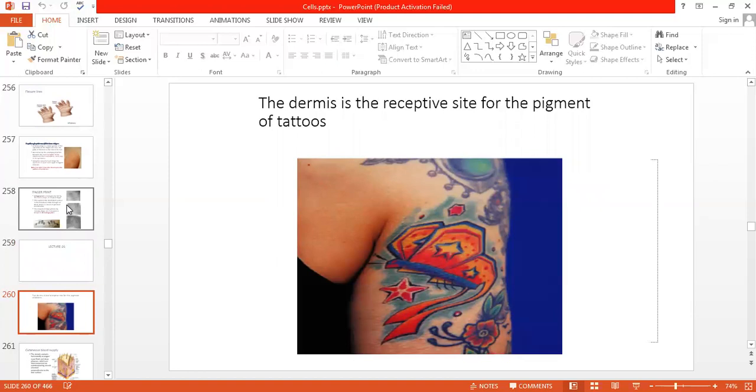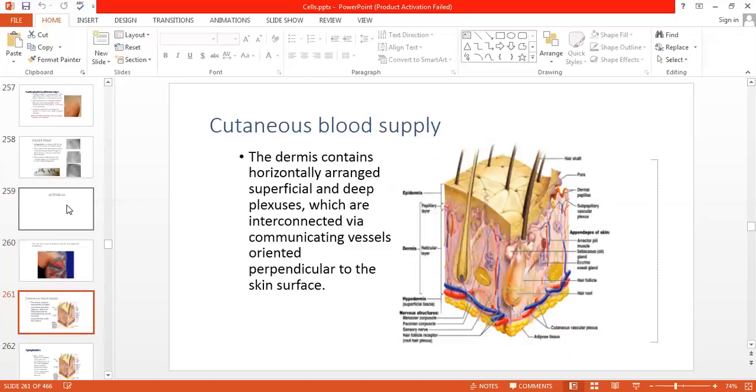The dermis is the receptor site of the pigment of tattoos. Most people put them on their body through subcutaneous injection. Cutaneous blood supply: how the skin gets its blood. The dermis contains horizontal arrangements of superficial and deep plexuses. Plexus means a network of vessels, which are interconnected via communicating vessels oriented perpendicular to the skin surface.